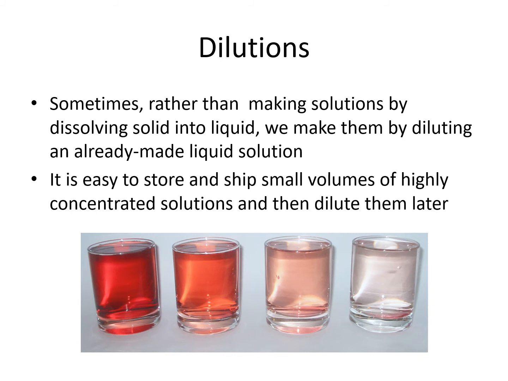Sometimes, rather than making the solution fresh from a solid dissolving in a liquid like water, we want to do it by dilution. So dilution is taking an already made solution and adding water to it to make it more dilute. The reason why we would want to do it this way is if we can have a concentrated solution, it's going to be much cheaper and easier to store and to ship. So we can take that concentrated solution and then dilute it later to get the concentration we actually need.